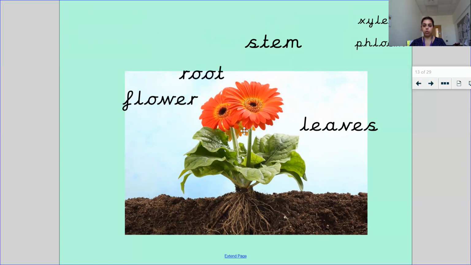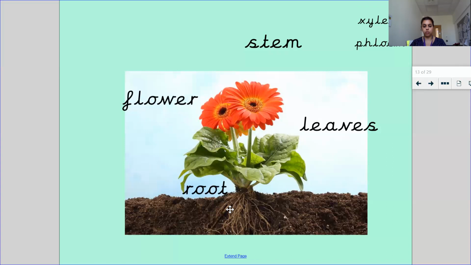Okay, now I've got root. Oh, can't put it down there because it's too dark. Root. Good. Roots are these little tiny bits down here. Now, if you imagine, a tree is obviously a plant, and the roots of a tree will be much, much bigger than the root of a flower like this.